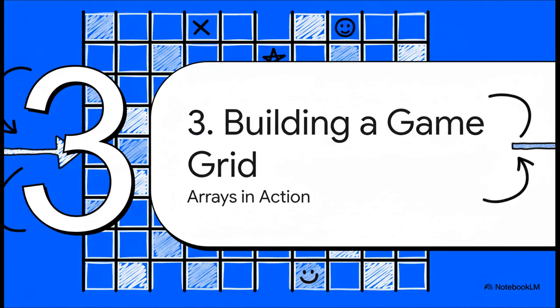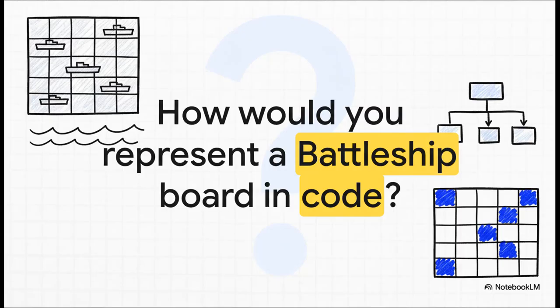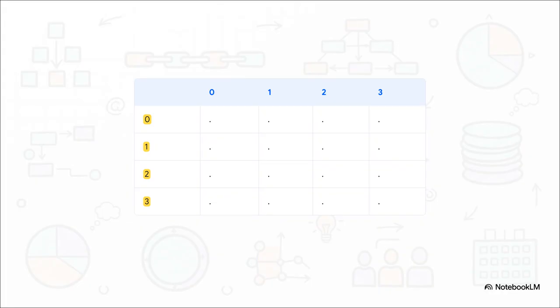All right, enough theory, right? Let's see this in action and build something fun. We're going to use an array to put together a game grid. So just think about it for a second. You've got the classic game of Battleship. It's a grid, right? A bunch of squares on the ocean. How would you actually store that whole layout inside a computer program? The perfect solution is something called a two-dimensional array.